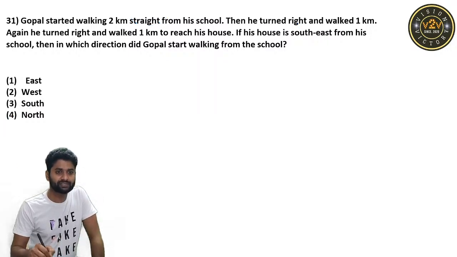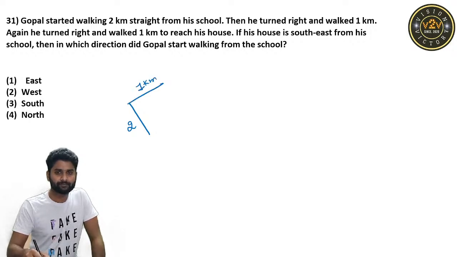Okay, let me draw the pictures to understand that, guys. See, first, let us assume that it's a north condition, 2 kilometers, and right side 1 kilometer. Again, right is 1 kilometer. Finally, it is a southeast.